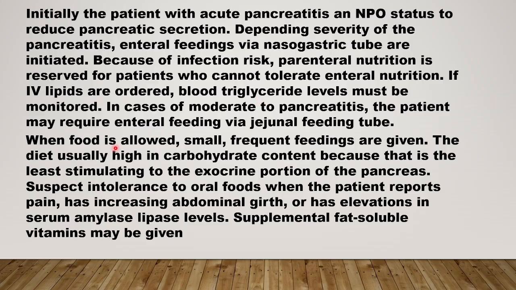When food is allowed, in case the patient can take only a small amount of food, then we may provide small, frequent feedings at frequent intervals. And the diet should be high in carbohydrate, because a carbohydrate diet least stimulates the exocrine portion of the pancreas, because the exocrine gland releases amylase, protease and lipase. So a carbohydrate diet least stimulates our exocrine portion.